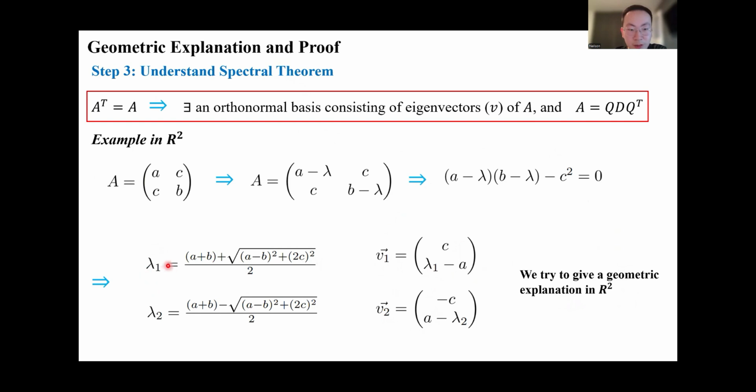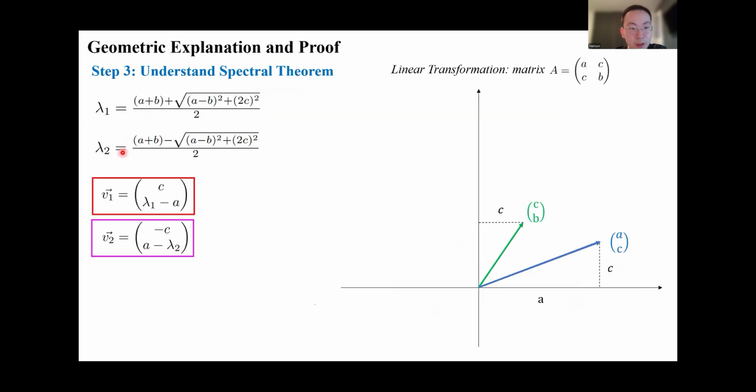Here I just copied lambda 1, lambda 2, and v1 and v2 from the last page. On the right side, I plot the linear transformation of matrix A. Always remember that I still use the idea of linear transformation to represent a matrix. Suppose this vector AC and vector CB are the base vectors after the linear transformation. Then please pay attention to this triangle.